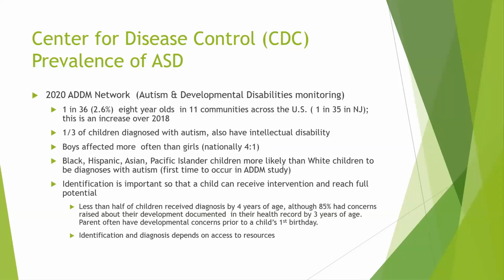And interestingly enough, in this most recent 2020 ADDM network study, they found that Black, Hispanic, and Asian, as well as Pacific Islander children, are more likely than white children to be diagnosed with autism. And this is the first time that it has been documented actually in the ADDM study. Now, identification is so important. It's because we've learned from all of the many years of research that has been poured into autism that early intervention does matter. Early intervention does make a difference in terms of allowing these children to reach their full potential.